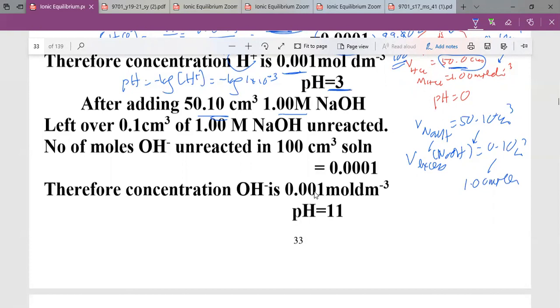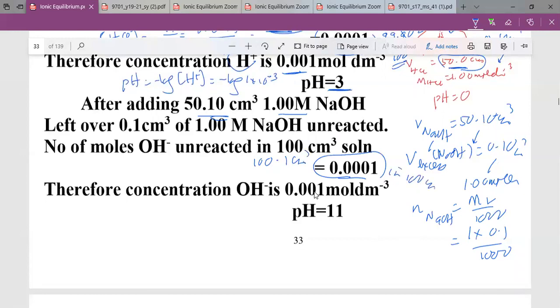Okay, so the number of moles of NaOH in excess, how much is it? It is MV over 1000. So what's M? The original concentration is 1 times the volume 0.1 over 1000. Same thing, I'll get 0.0001 mole of NaOH in what volume? In 101 cm cube, so approximately 100. Okay, that means in 100 cm cube of solution. That means this is the molarity of the OH minus.